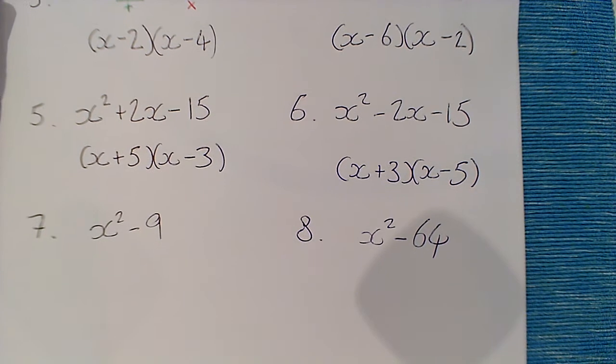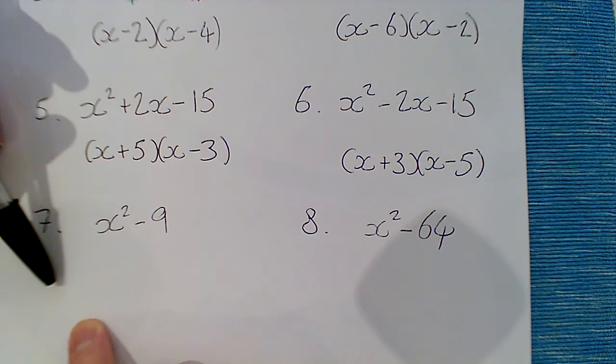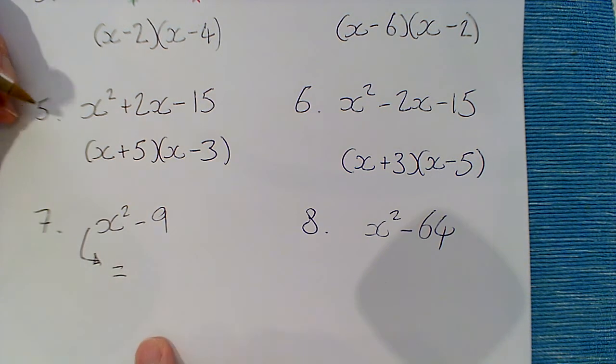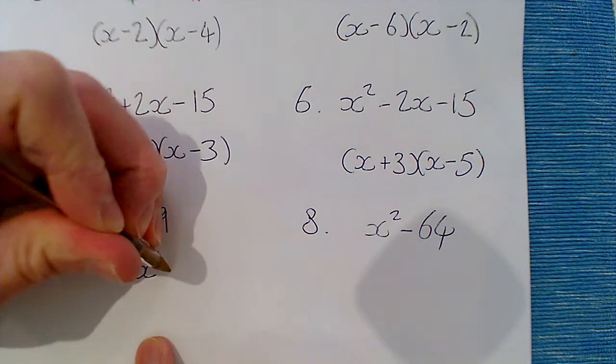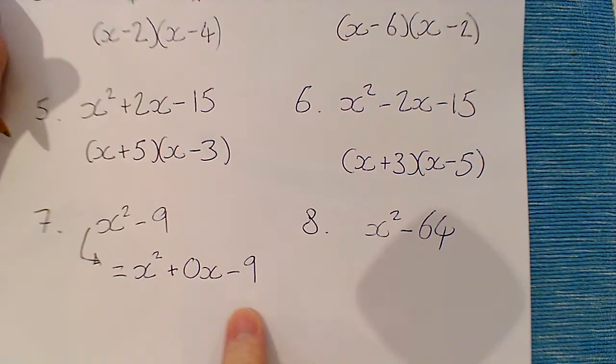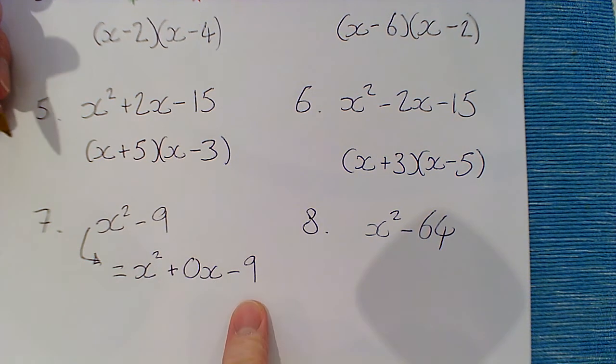Two final ones, a little bit different, a little bit tricky. You might think, oh, there's only 2 bits. I'll just take what they've got in common out of the bracket. But this expression, x squared minus 9, is the same as saying x squared plus 0x minus 9. So remember, maths are a bit lazy. 0x, don't bother writing it. So we've got x squared plus 0x minus 9.